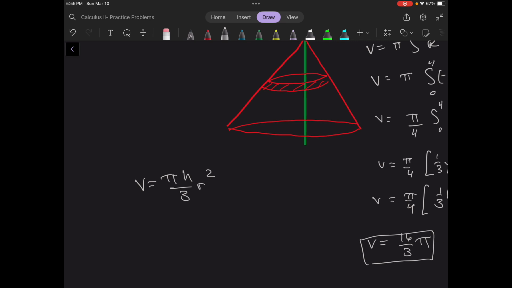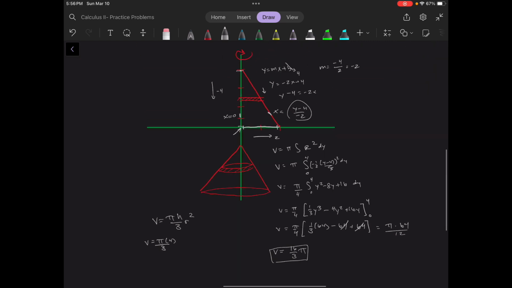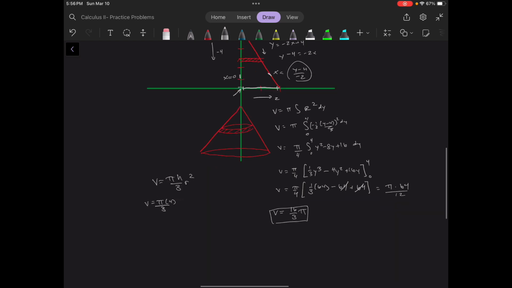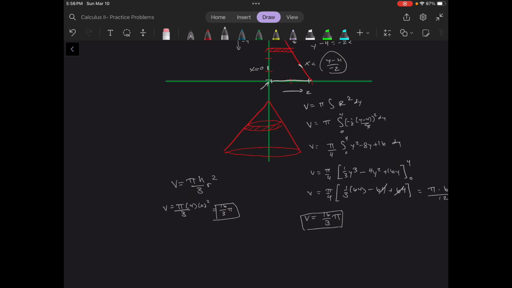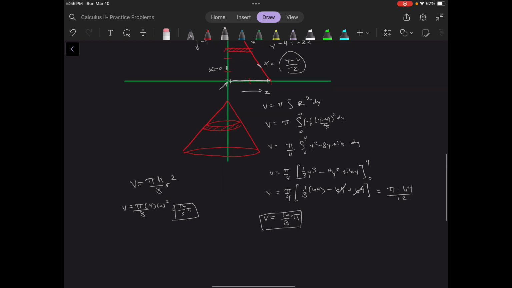So let's just make sure that our answer is right. Pi, what is the height of this cone? 4, right? Because of this right here. And what is the radius? 2. We're going to square 2. And we're going to get 16/3 pi. See? Same answer. Which way are you going to do it on the test? Well, do it this way and then check it that way, right?